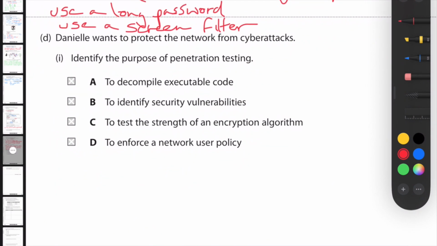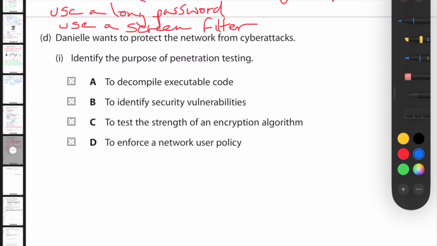Part D, Daniela wants to protect the network from cyber attacks. Identify the purpose of penetration testing. What on earth is penetration testing? It's basically, penetration testing uses the same techniques a hacker would try, but the aim is to identify the weaknesses. Rather than stealing the data or damaging the system, it's basically looking for weaknesses in the system.